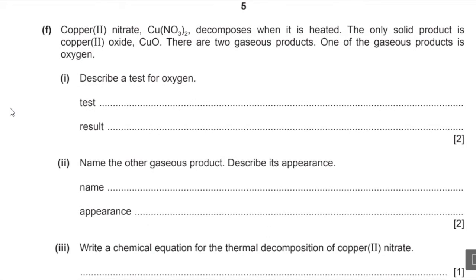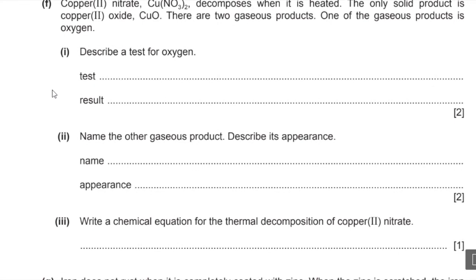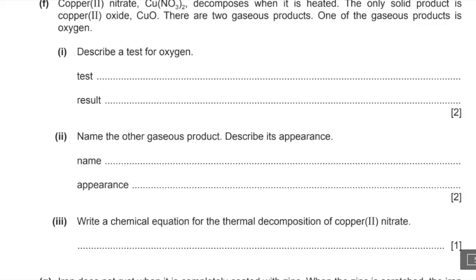F. Copper nitrate decomposes when it is heated. The only solid product is copper oxide. There are two gaseous products. One of the gaseous products is oxygen. One, describe a test for oxygen. So the test is a glowing splint which relights in the presence of oxygen.